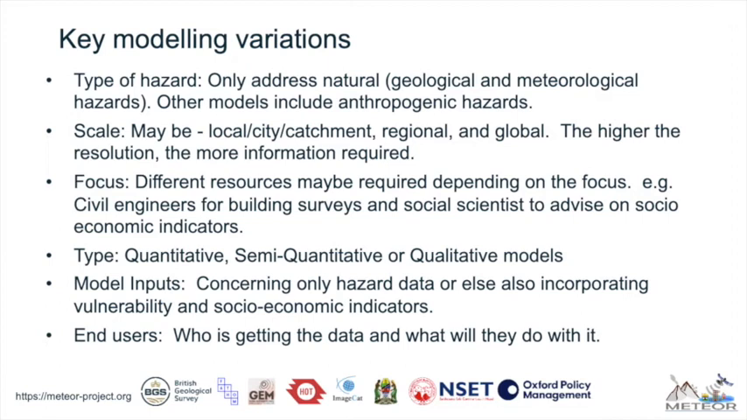When designing a model for assessing multi-hazards, it is important to consider variables such as these so that the final product is fit for purpose, but also does not overinterpret the data available, allowing for uncertainties to be captured where possible. In the next presentation, I will cover how we have developed a multi-hazard model to incorporate the single hazard and exposure assessments that have been generated as part of the Meteor project.